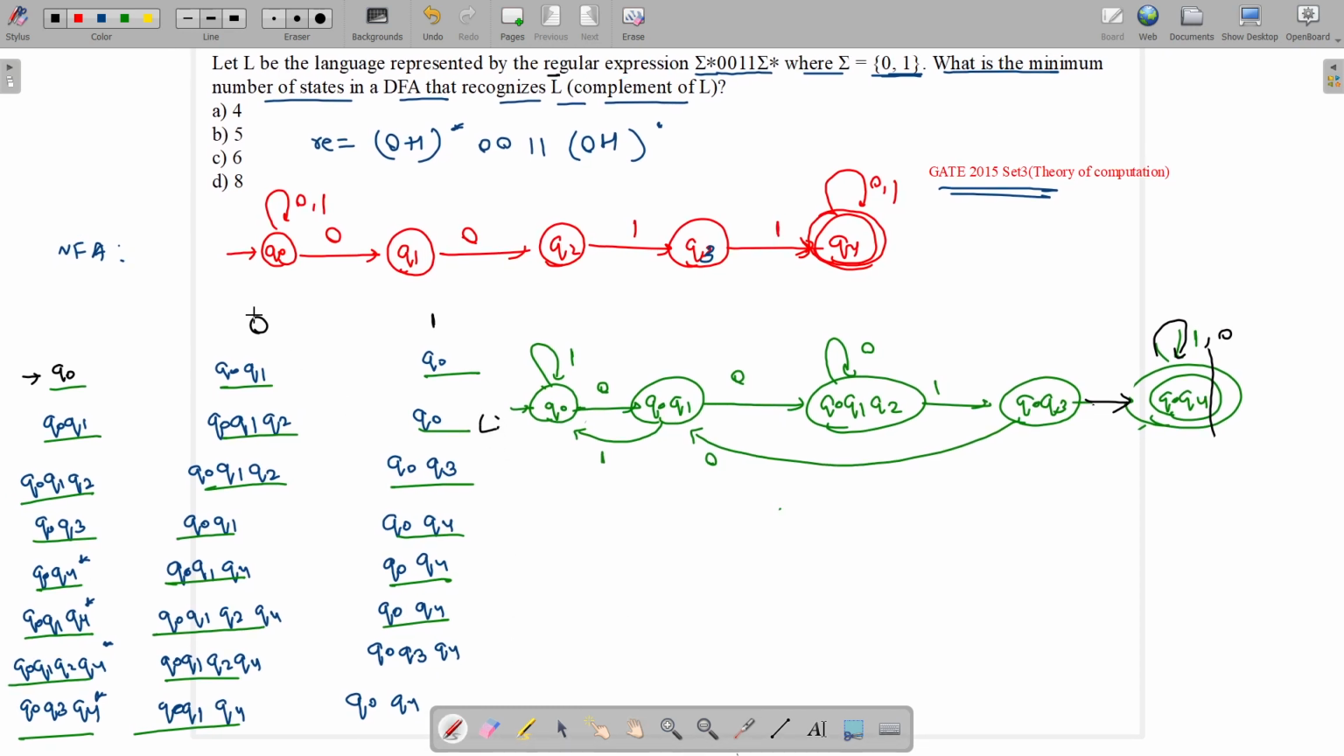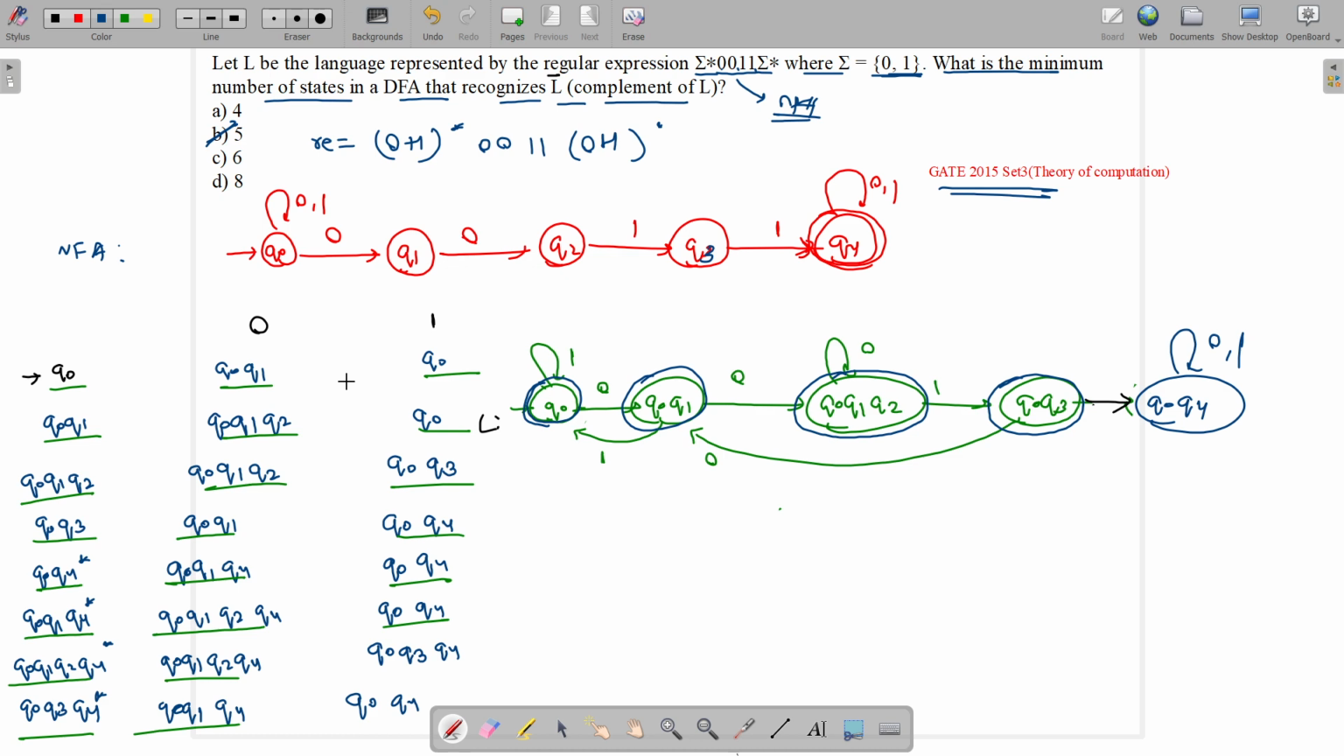This is the DFA for L. The DFA for L complement will be just that the non-final states are made final, and the final states are made non-final. So Q0 is final, Q0 Q1 is final, Q0 Q1 Q2 is final, Q0 Q3 is final, and the final state Q0 Q4 is made non-final with a loop on 0 and 1. So we have just 5 states, and the answer is 5. Or we have a shortcut: if we have n symbols in the string, then the answer is n plus 1. This is a shortcut, but it is better to go with the long approach. So the answer is option B, 5.